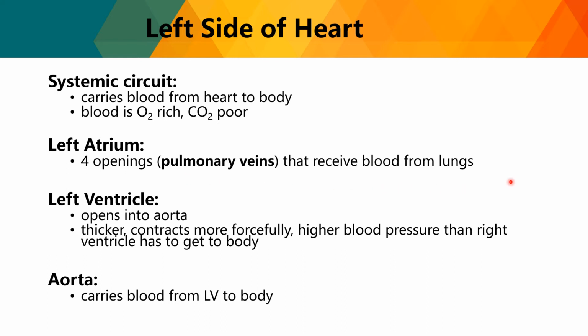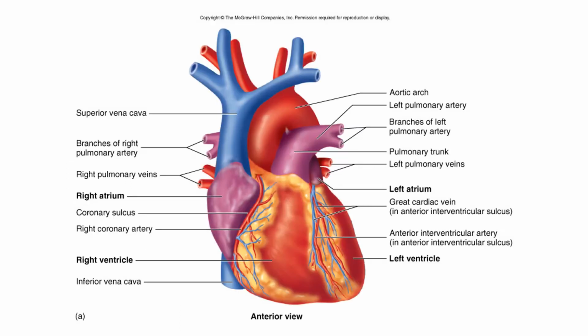It's thicker and contracts more forcefully, with higher blood pressure than the right ventricle, because it has to get blood to the body. And then the aorta carries blood from the left ventricle to your body. So again, this is actually how the anterior view of your heart looks like. So just be familiar with the different parts of your heart.